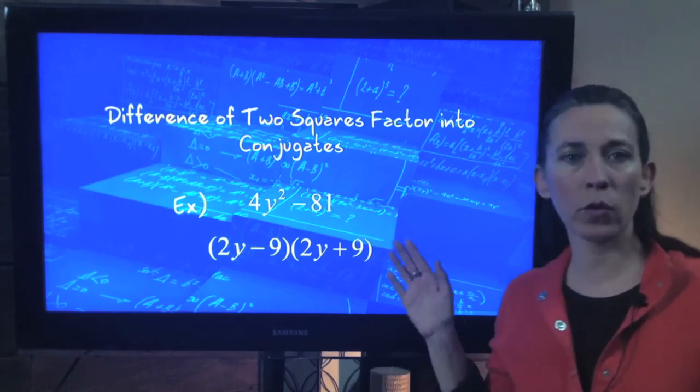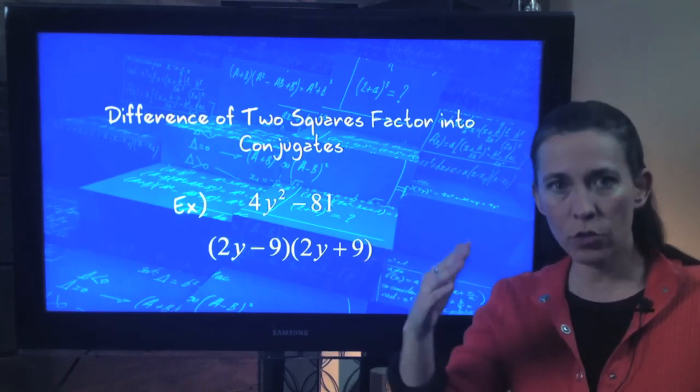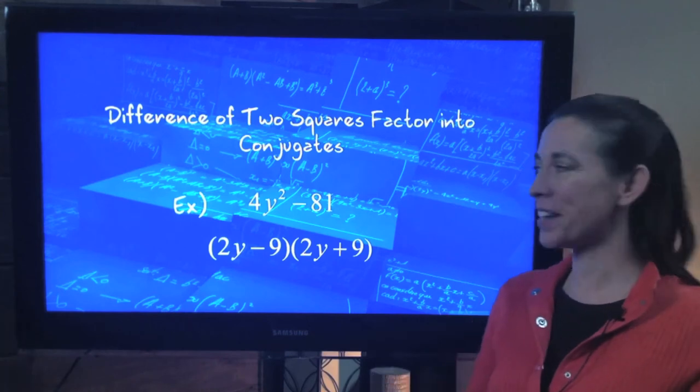These are the only factoring problems, by the way, where I don't make my students show me work. It's like, you just write it down.